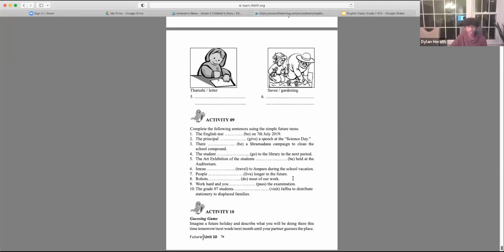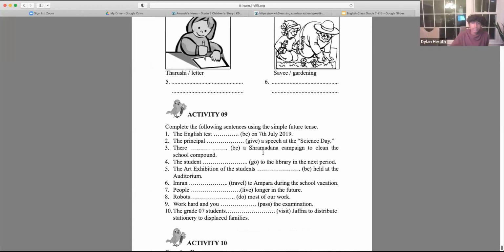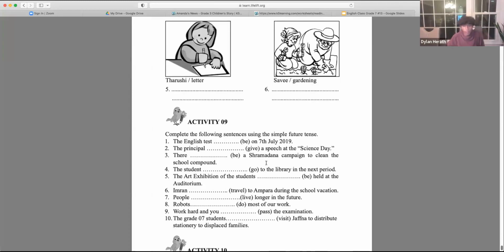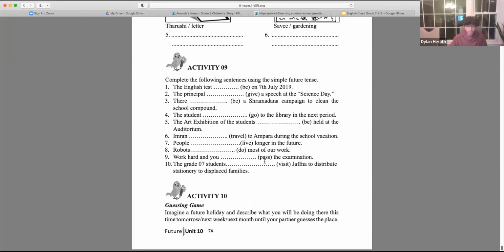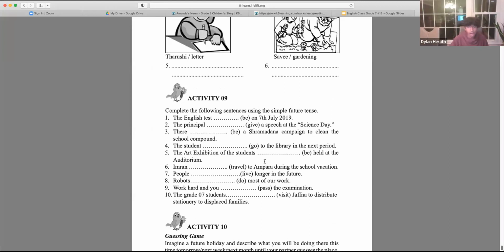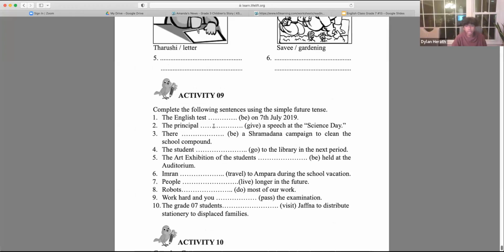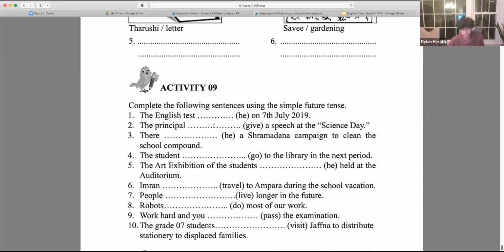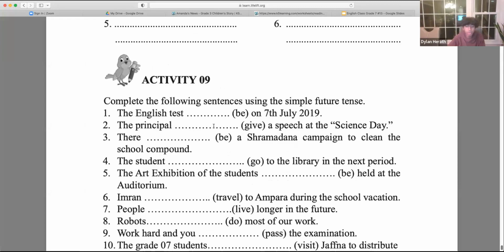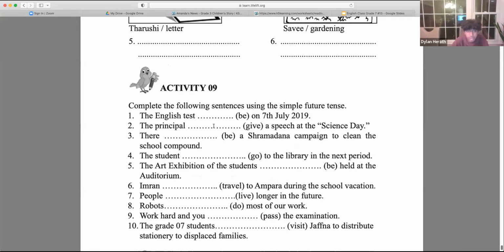This would be okay. So I'm gonna share my screen once again. And you should be looking at this activity right here. Activity 9. I'm skipping around towards the end here, just because I want to use this activity first. Activity 9, complete the following sentences using the simple future tense. So does anyone know what simple future tense is?